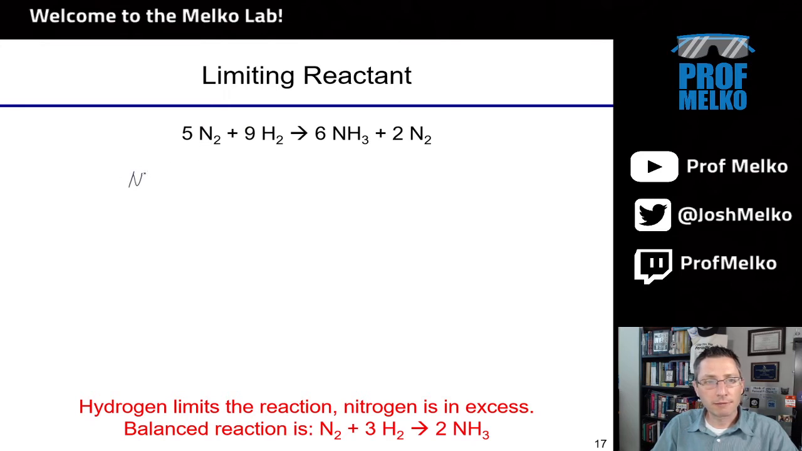Anyways, in chemistry, right, this is going to look something more like this. We might have 5 nitrogen molecules. 1, 2, 3, 4, 5. Okay, and we might have 9 hydrogen molecules. I'm just going to write this out faster.